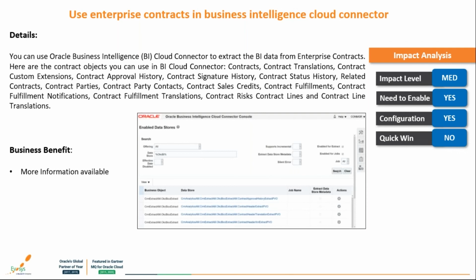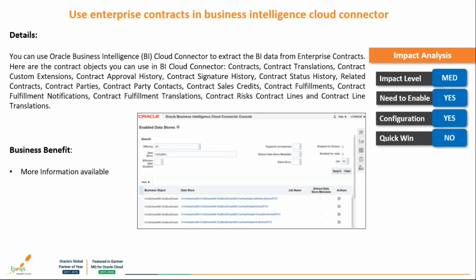contract lines and contract line translations are among the contract objects available in the BI Cloud Connector. Business benefit is more information available. The impact level is medium. You need to enable this feature. You need to configure this feature, and of course, it's not a quick win.